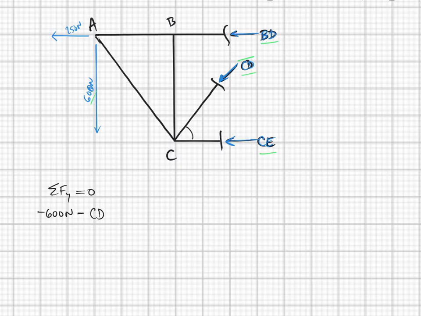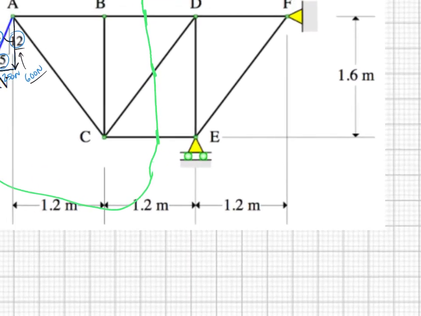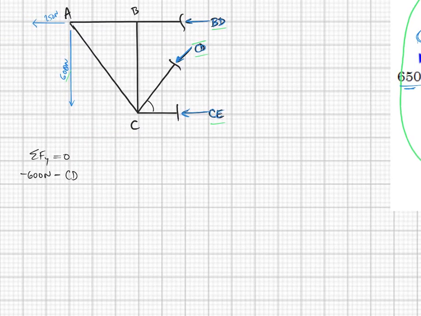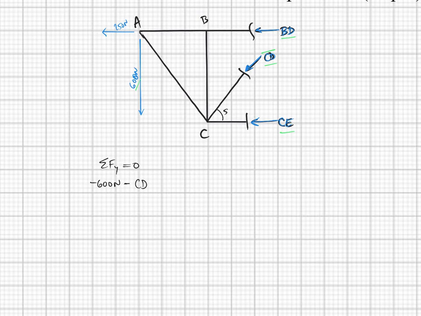So if you do that, so if we go over here, let's get that angle. Okay, 1.6 over 1.2 for this angle right here. So we do the inverse tangent of 1.6 over 1.2. And you're going to get, I think, 53.13 degrees. Okay, so 53.13 degrees. So let's go over here. This is 53.130 degrees. Okay, so minus CD sine of 53.130 degrees equals 0. Okay, that's very tractable, like easy problem.